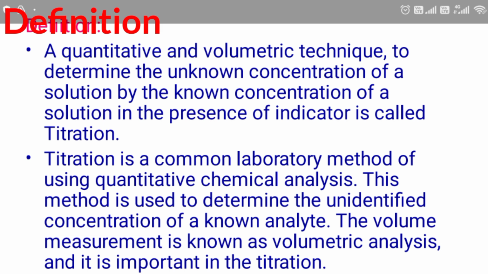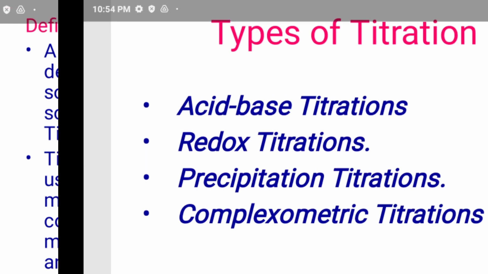Titration is a common laboratory method of quantitative chemical analysis. This method is used to determine the unidentified concentration of a known analyte. The volume measurement is known as volumetric analysis, and it is important in titration.